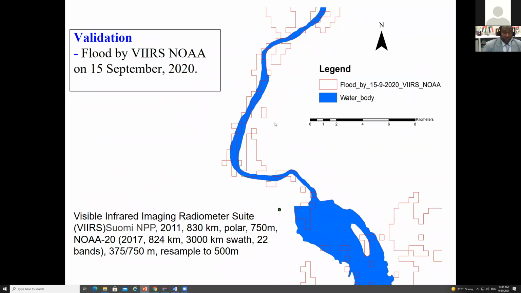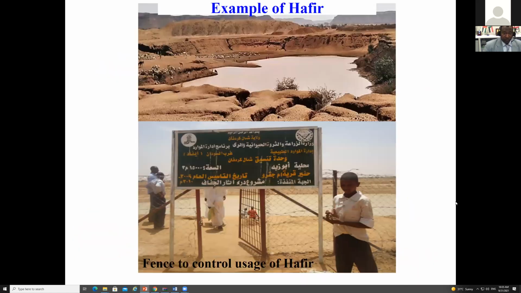There is also another output from NOAA on September 2020. And as you can see here, some of these sites match with our result, and some do not match, but also we find some confusion. It needs more verification. This is what we plan.